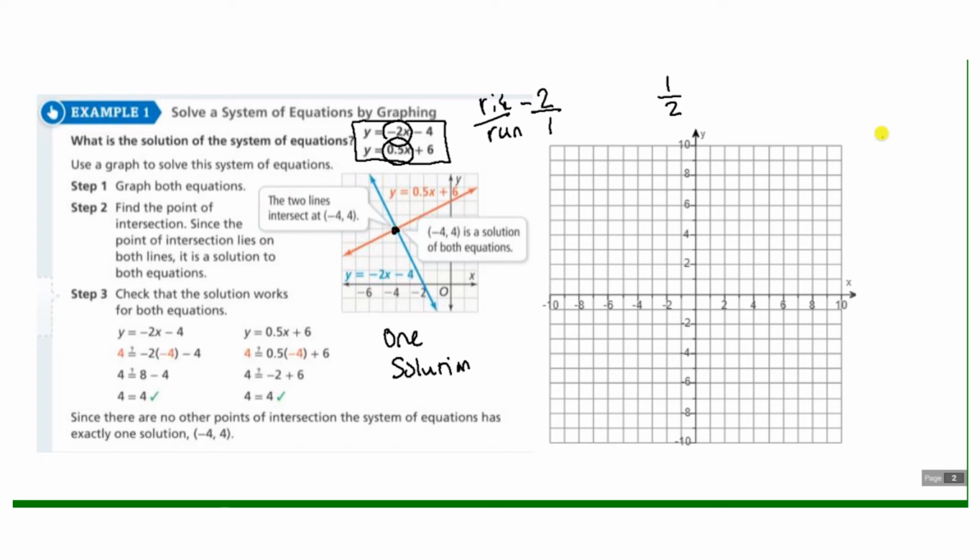Because this slope is negative and this slope is positive, the two lines are eventually going to run in opposite directions. And like I said before, they're going to intersect at that one solution, and that's going to be the solution, the answer to the question. And that's how you will solve by graphing.